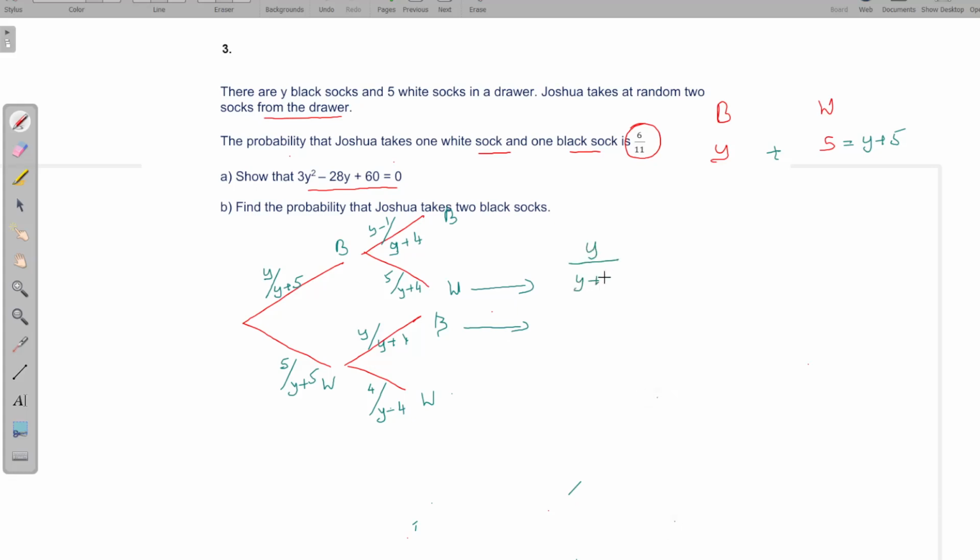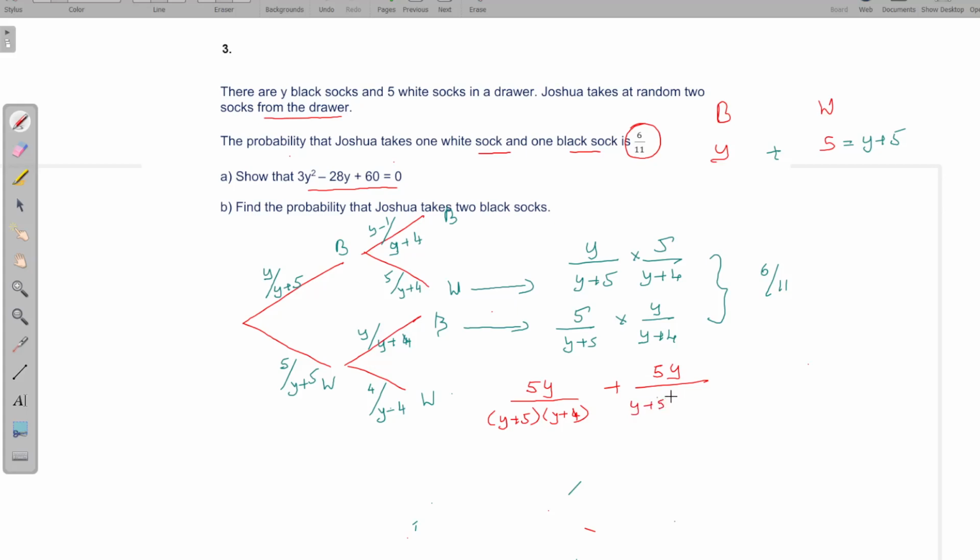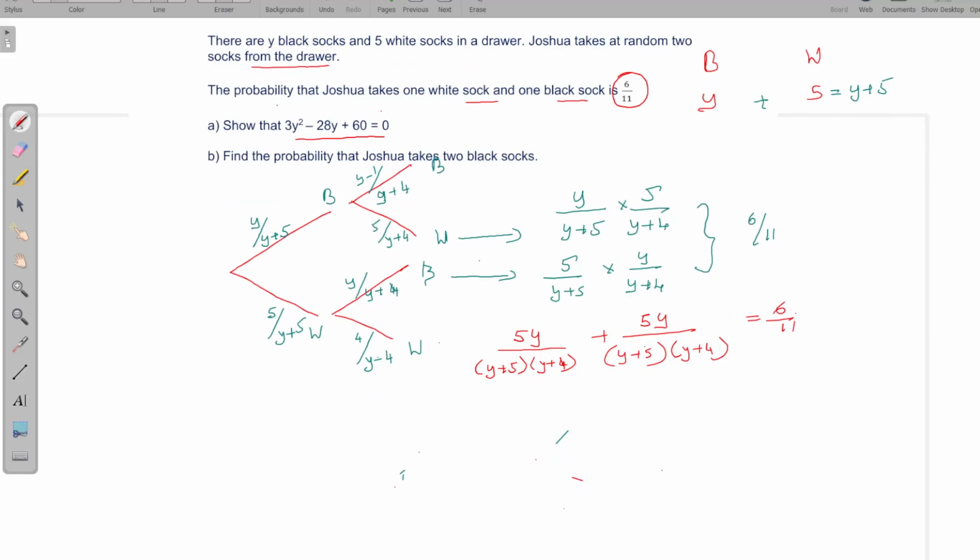So y over y plus 5 times 5 over y plus 4. This one is 5 over y plus 5 times y over y plus 4. These two together are 6/11. So let's write it together. That will be 5y over y plus 5 times y plus 4, plus 5y over y plus 5 times y plus 4, is 6/11. So we have a common denominator, so we can add that: 10y, and expanding this, y squared plus 9y plus 20, is 6/11.